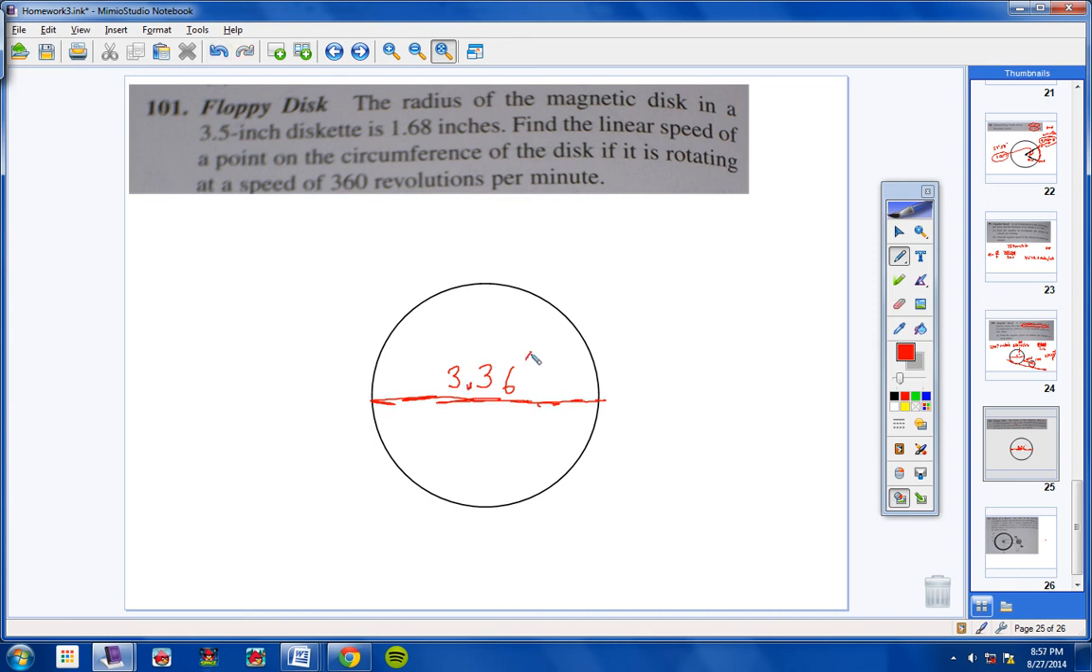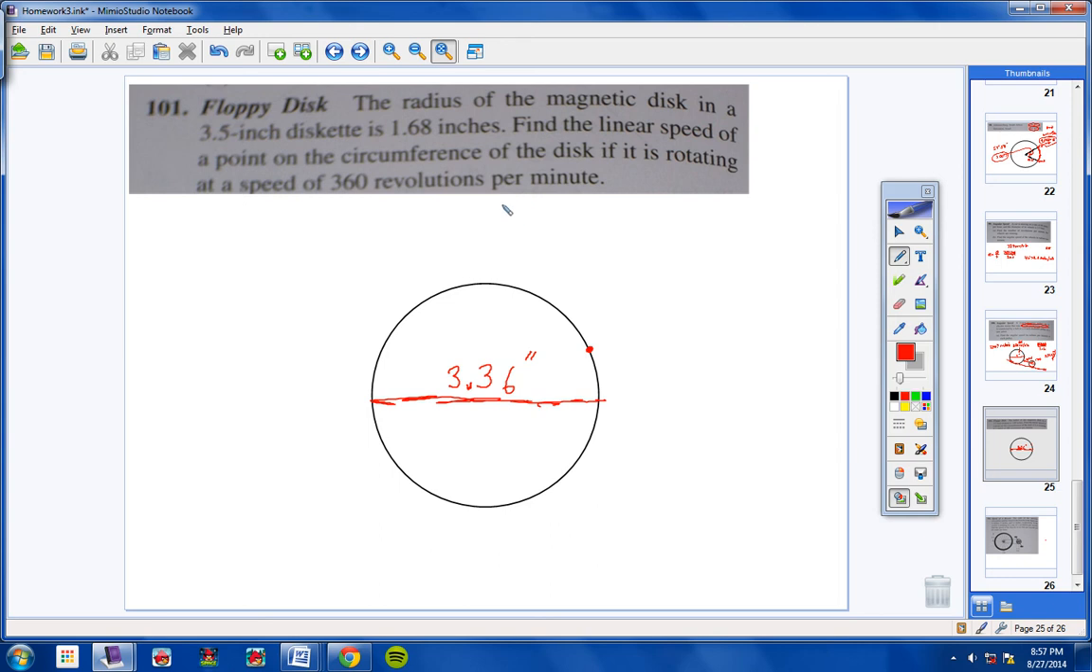Now, they want us to find the linear speed of a point that's on the circumference of the disk. So the point is right here, and they're saying what is the linear speed as this little point here would spin around the circle, okay? If the disk is rotating at 360 revolutions per minute.